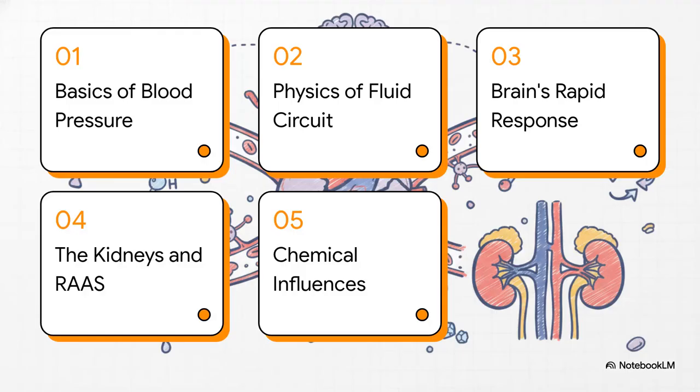So here's our roadmap for today's explainer. 1. The basics of blood pressure. 2. Physics of the fluid circuit. 3. The brain's rapid response. 4. The kidneys and RAAS. And finally 5. Other chemical influences. We're going to break down both the mechanical hardware and the biological software of this whole system.